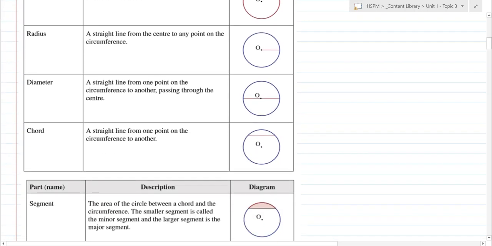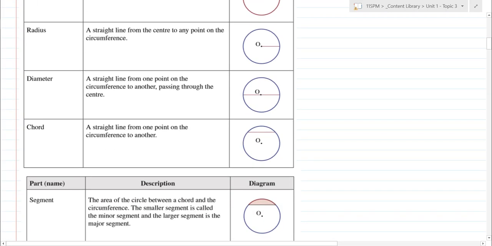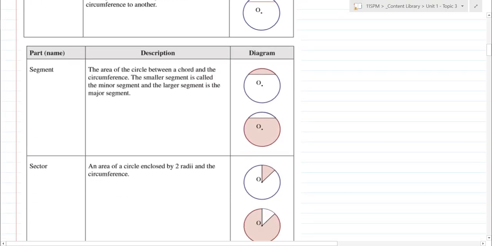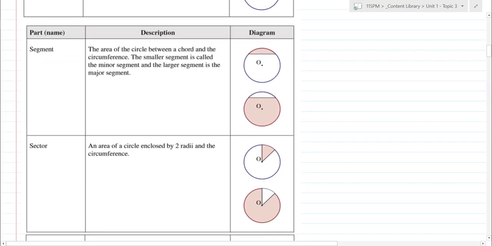A chord is a line that goes from one point of a circle to another point of a circle, but it's not a diameter. Although a diameter is a chord. It's just a particular special type of chord, but that's the chord, from one point to another point on the circumference. Once you have a chord drawn, then that divides a circle up into two segments. A small segment and a large segment, or maybe two semicircles if that chord happens to be the diameter.